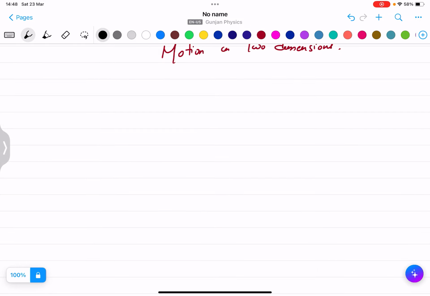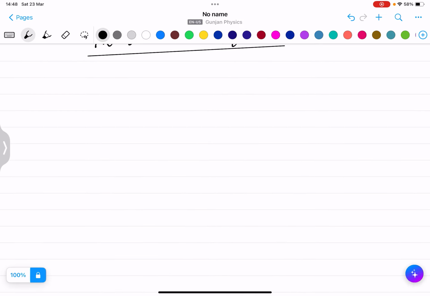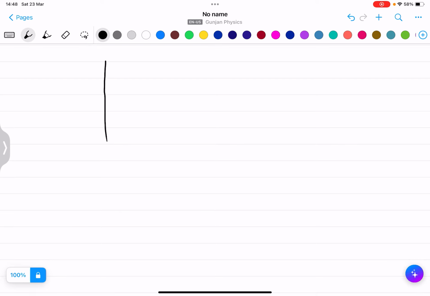So this is a very important topic, projectile motion. Very important topic of motion in two dimensions, right? So I can say it is an example of motion in two dimension. Okay, now I'll make a figure, because it is two dimensions, so I will just make two axes, x and y axis. So this is my x axis and this is my y axis.